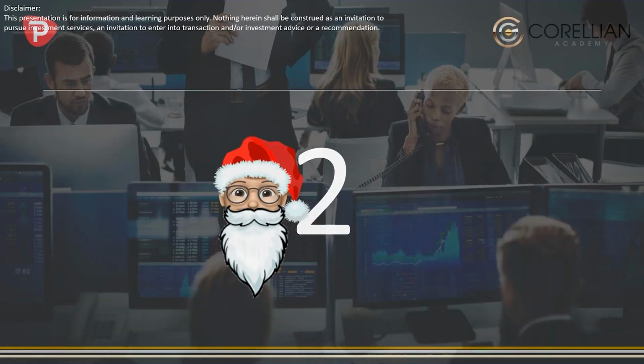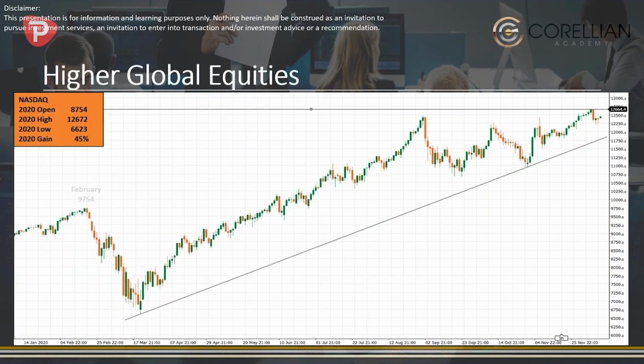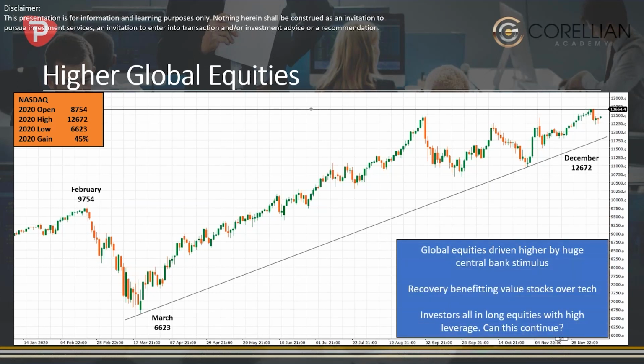Number two, yeah, I think looking forward on this one, higher global equities. How high can they go? Well, with the amount of stimulus we've got in the markets, one would suggest probably a bit further. What's going to nudge this away is difficult. This is the NASDAQ you can see in front of you. It opened in 2020 at 8,754, with a high of 12,672. Not a bad return in a year, 45%. I mean, beat that. This is just stellar performance from the lows in March.